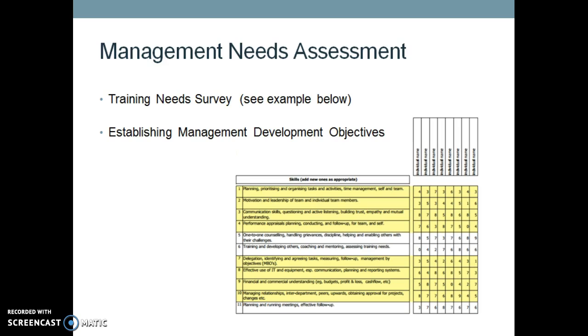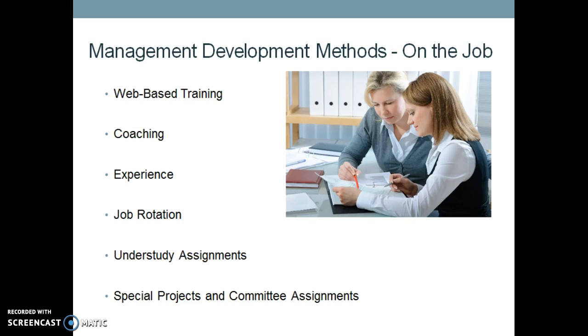Instructional objectives may include targets relating to the number of trainees to be taught, hours of training, and cost per employee. After a business's needs have been assessed and its objectives stated, the next step is to implement the management development programs. Listed are many of the more popular methods used while on the job. I will note that web-based training is one method that can be classified as both on the job and off the job.